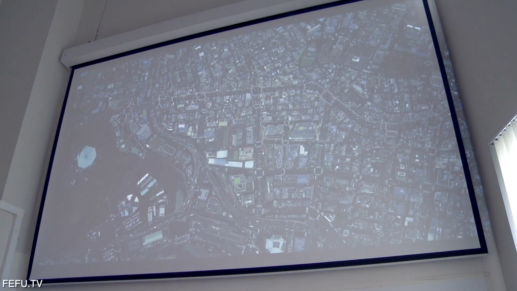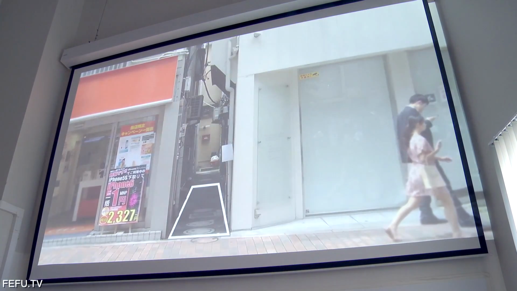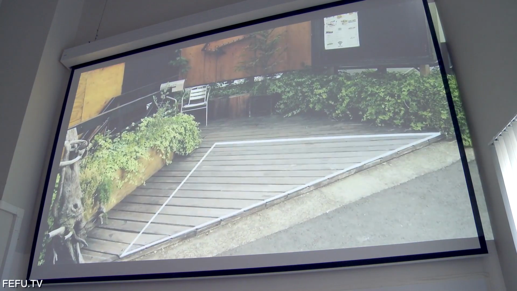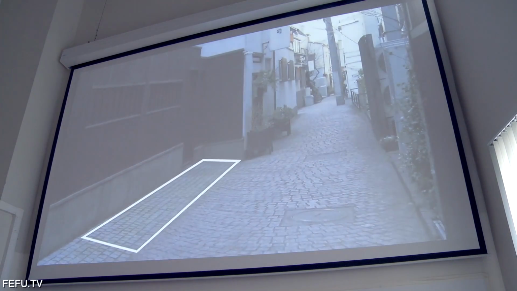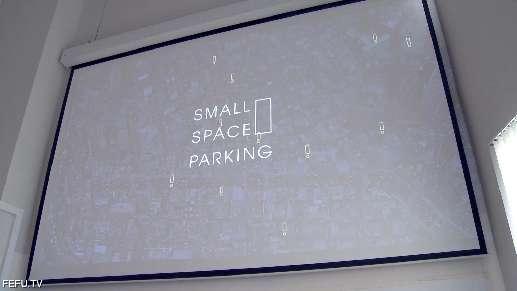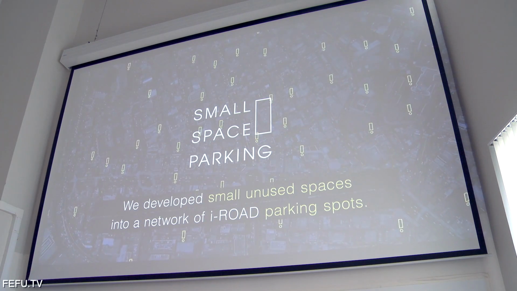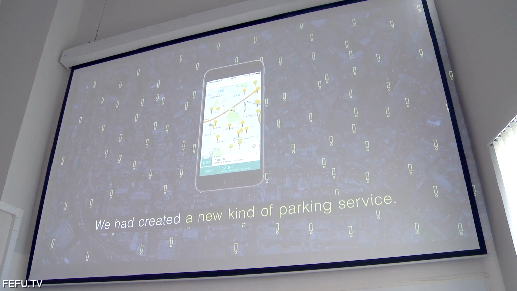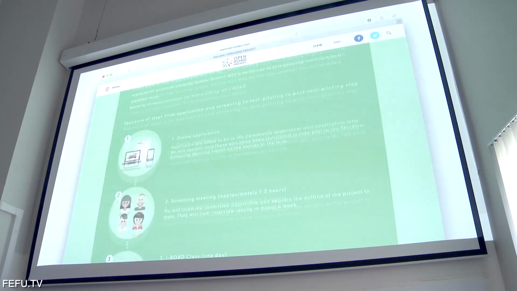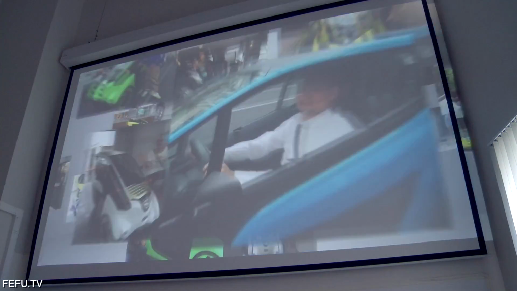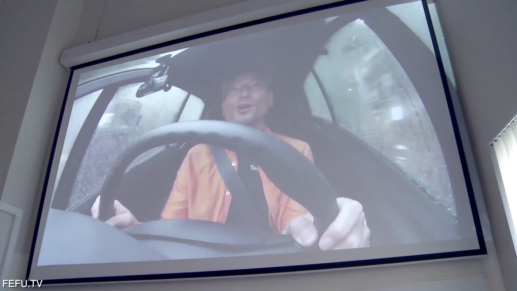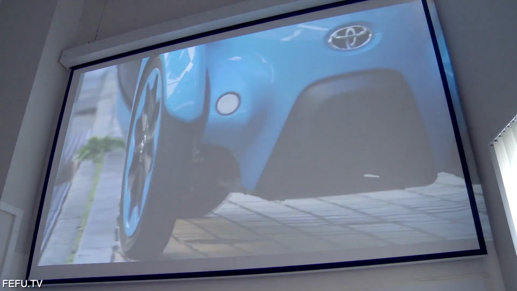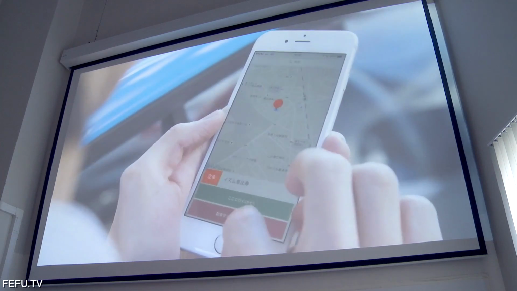Tokyo has scores of small, unused spaces between buildings, under stairs, and at shop sides. These caught our attention. Landowners shared unused spaces, which we transformed into parking that ultimately evolved into a network. We had created a new kind of parking service. From our website, we offered Tokyo residents the opportunity to test the prototype vehicle and parking network. These people spirited about town in iRoads and enjoyed the convenience of parking in small spaces.